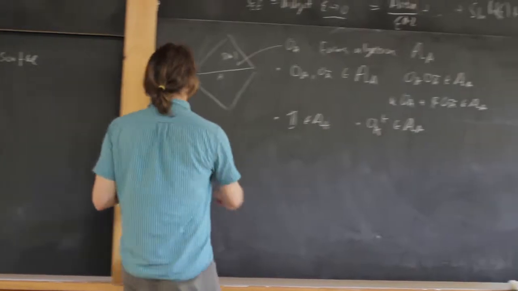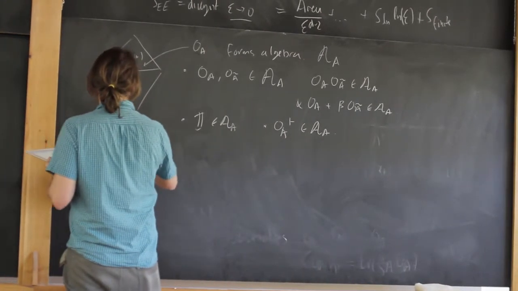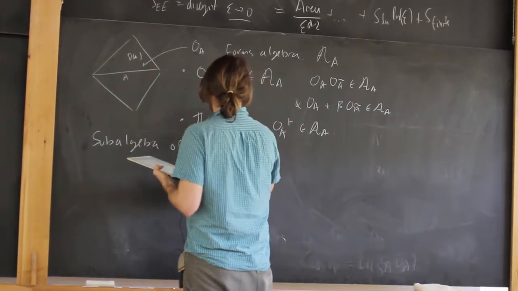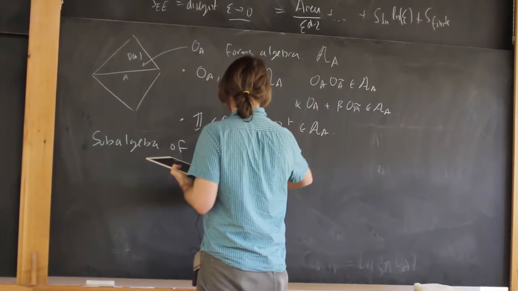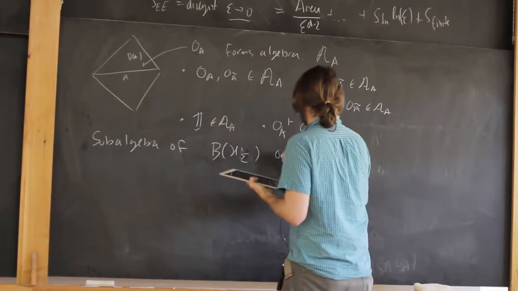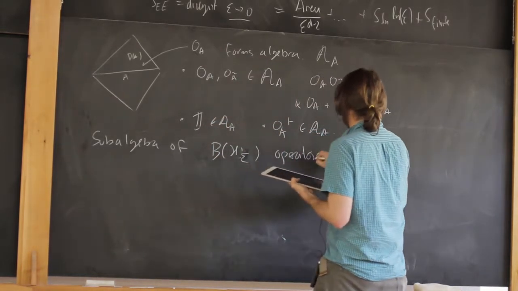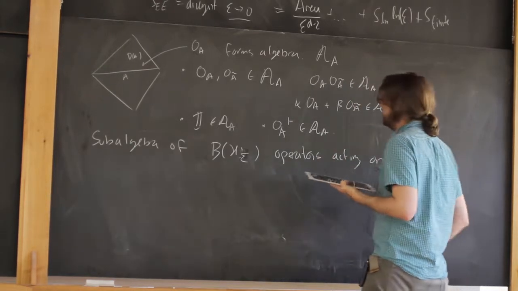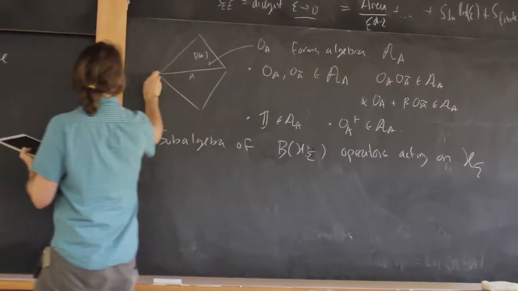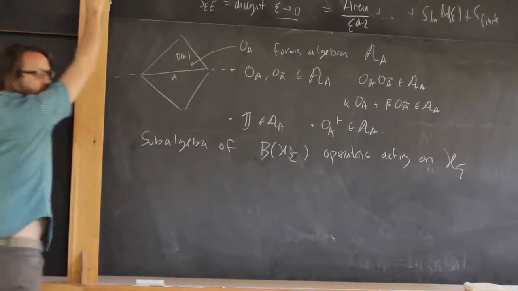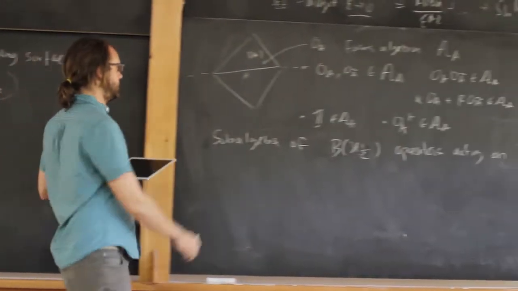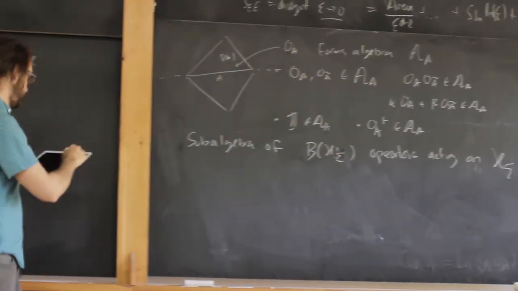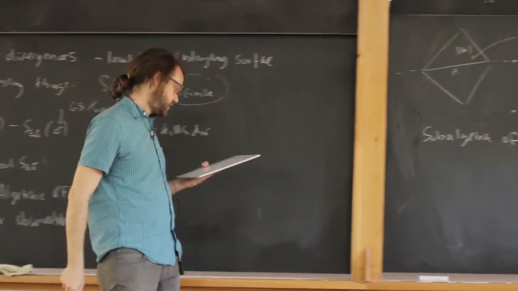Now, this is a subalgebra of all operators, I'll call it this, H sigma, of operators acting on the total Hilbert space. So if I forget about this reduction and I think about just all operators, okay? So this is a subalgebra. If I take products of two, it's still an observable in here, and so forth.